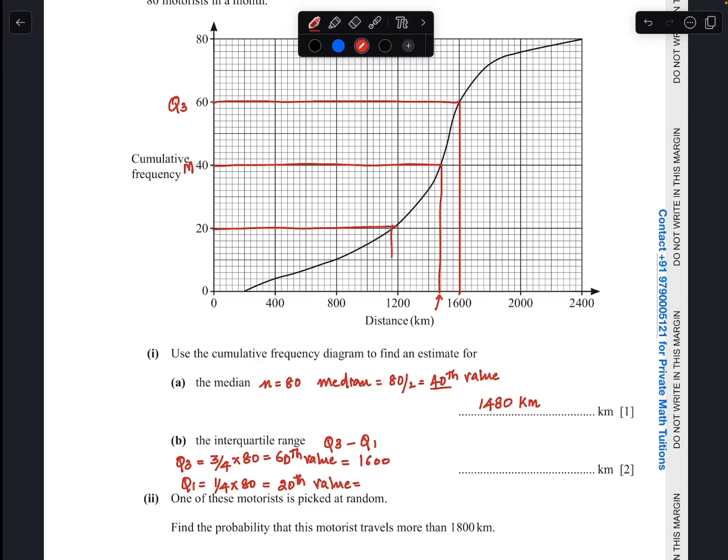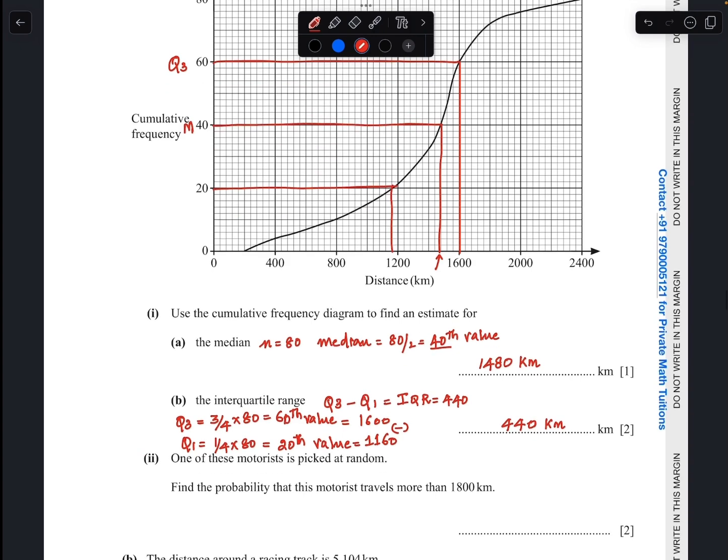And come down, the same way, touch the graph and come down to the x-axis. So this is 1160. So the difference between these two, Q3 minus Q1, is 440, which is equal to 440 kilometers. Oh, the unit kilometer is already given.